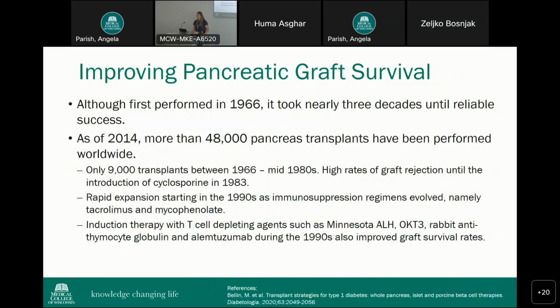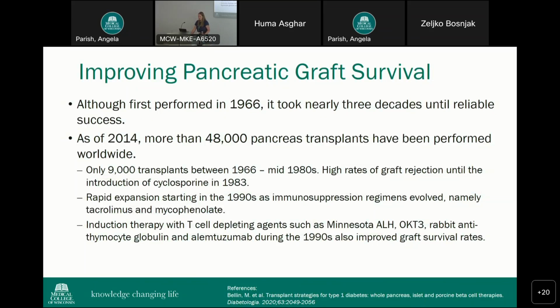So although the first transplant was performed in 1966, it was not successful, unfortunately, and it took nearly 3 decades to really make a reliable whole organ transplant process. Namely, the main challenge was the immunosuppression.